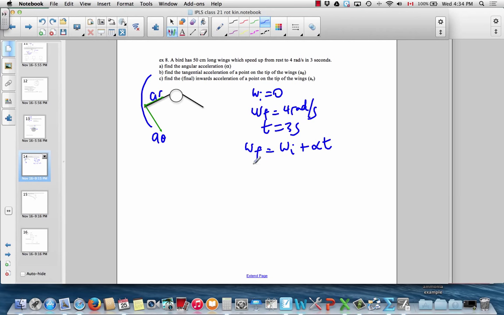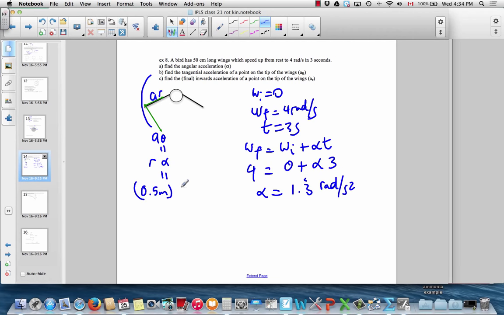So we'll use the acceleration equation to find the angular acceleration. It's 4 over 3, or 1.3 rad per second squared. So that means this one, which is r alpha, the end of the wingtip, because they're 50 centimeters long, it's 50 centimeters from the axis of rotation. So multiplying that by 1.3 repeating, we get 0.6 meters per second squared of acceleration along the edge of the swing.